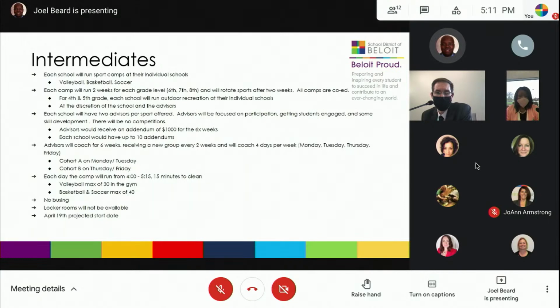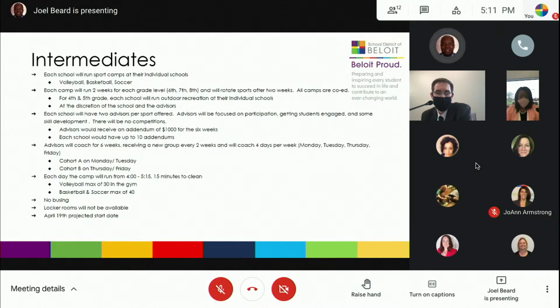We're looking at the advisors receiving an addendum of $1,000 for the 6 weeks that they run the camp, and each school up to 10 addendums. We're looking at using some of our coaching addendums that we did not use and reallocating those to the advisors at the discretion of the principals, and they could put some advisors in those positions. The advisors will coach for 6 weeks, and they will receive a new group every 2 weeks. Each coach will do 4 days per week.